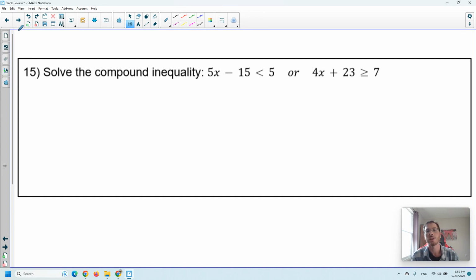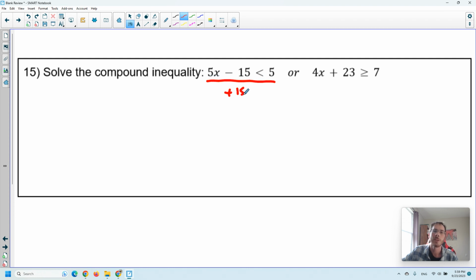15, we have the compound inequality. Remember, the word or does not mean that you do one or the other. It means you do both. And the answer is probably going to be 2 different graphs on the same number line. So I have to do both parts of the question. Luckily, they look a little bit small. So I'm going to do the red one first.